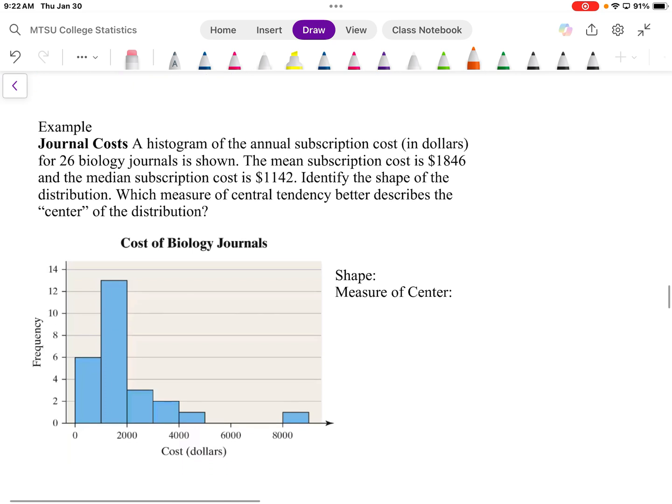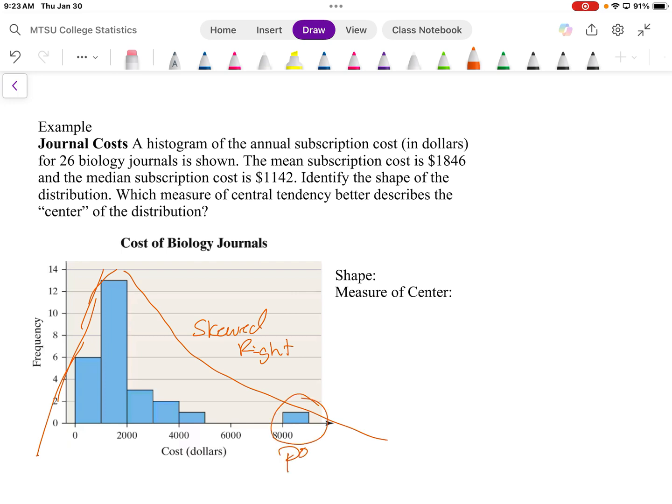All right. How about this one? What kind of shape do we see here? Is it symmetric? Nah. This one is skewed right. Skewed right means there's a lot of data on the left side, very little data far out to the right side. We're looking at maybe a potential outlier here, because it's so far away on the right. So we're going to say this one is skewed right, so we're going to use the median to describe it.